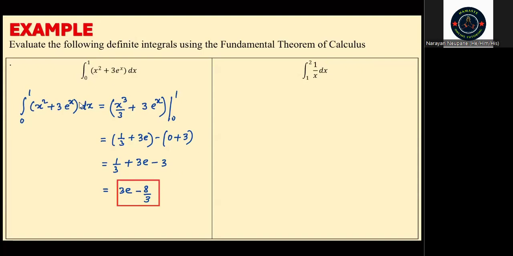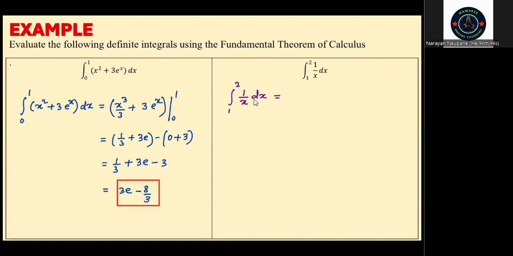So here we use the reverse process of differentiation to find the integration. Okay, let's move on to the next one. So here in the second one, we have to integrate from 1 up to 2 of the function 1 over x with respect to x.